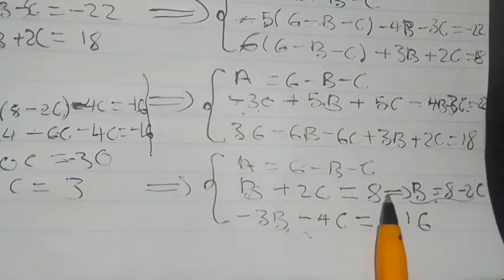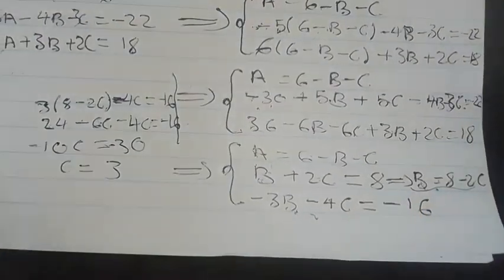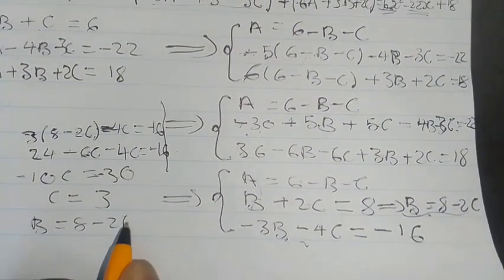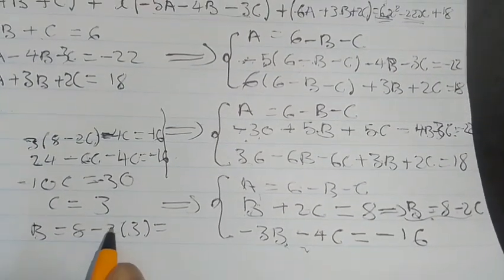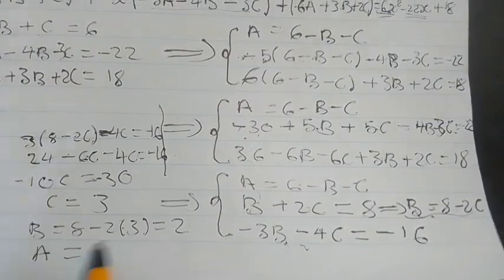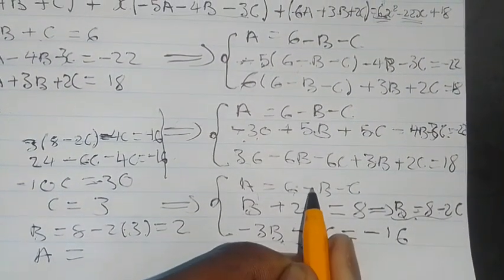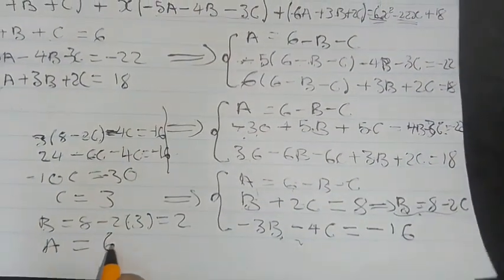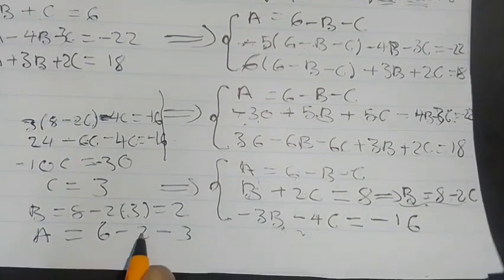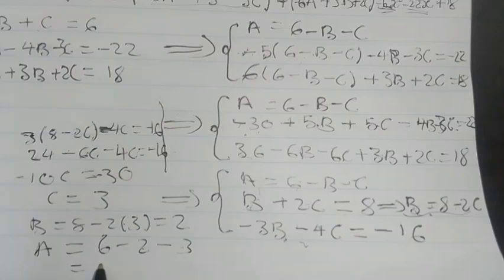Now b plus 2c, b equals 8 minus 2c. And c is 3, so b will be equal to 8 minus 6, which gives us 2. And then a, from the first equation, we get 6 minus b minus c. So it's going to be 6 minus b, which is 2, minus c, which is 3. Minus 2 minus 3 is minus 5, and 6 minus 5 is 1.